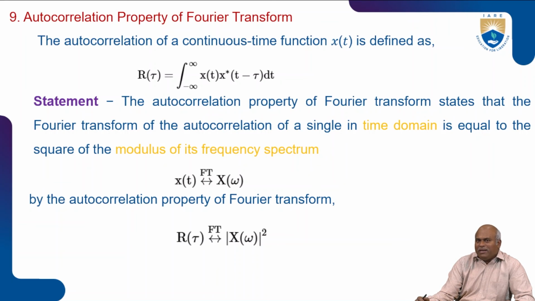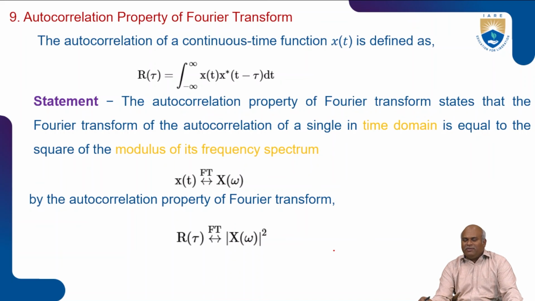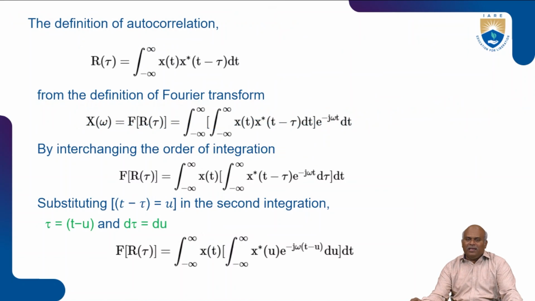As per the statement in the Fourier transform condition, x of t has the Fourier transform x of omega. By the autocorrelation property of the Fourier transform, the Fourier transform of r of tau is equal to mod of x of omega whole squared. Now we need to prove this for the autocorrelation function. Now we take the autocorrelation function.